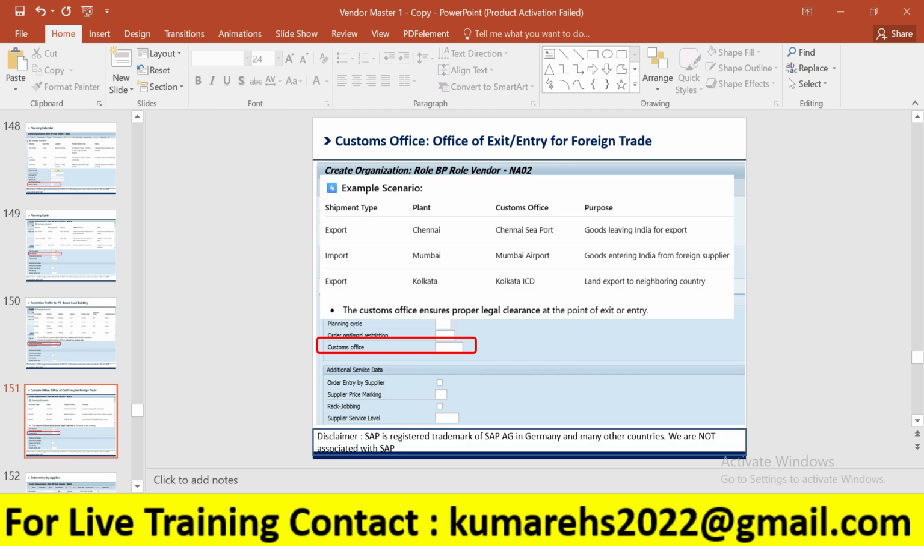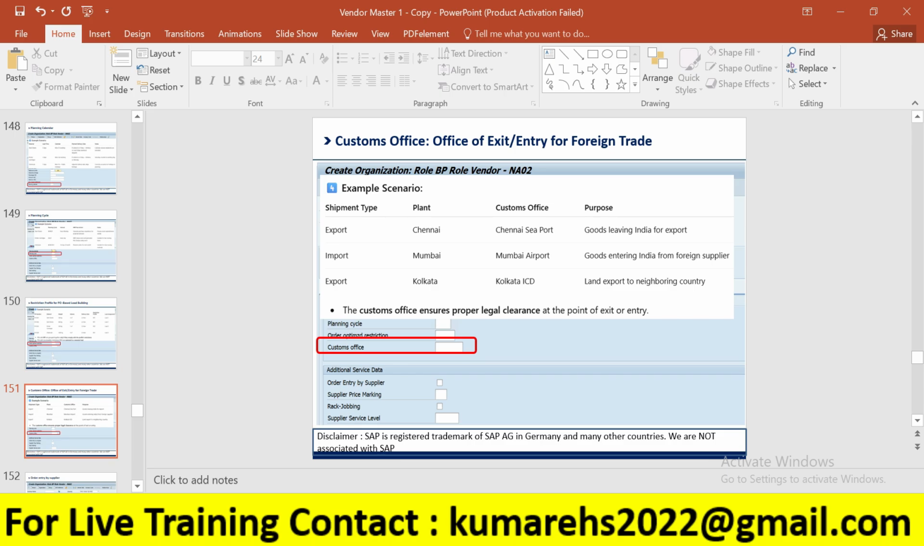Stage 2 purpose: ensures compliance with customs regulations, helps generate accurate export or import documentation like shipping bills, invoices and export declarations, facilitates integration with SAP Global Trade Services GTS for customs processing, required for intrastat reporting in EU countries, EU is nothing but European countries, and foreign trade reporting elsewhere.